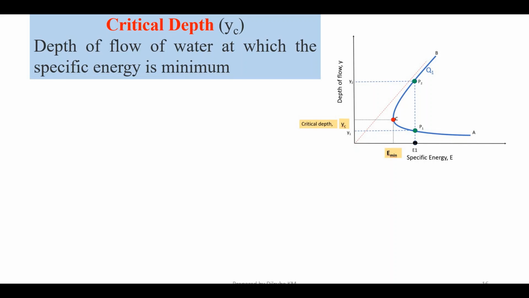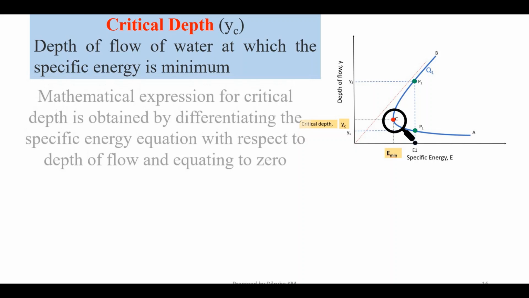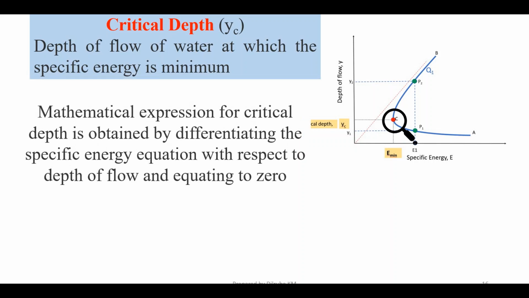So, we will obtain the critical depth from the specific energy curve, and you can see the point C, which is the point corresponding to minimum specific energy, and the depth corresponding to that point is known as critical depth. And the mathematical expression for critical depth is obtained by differentiating the specific energy equation with respect to depth of flow, which is equating to 0.